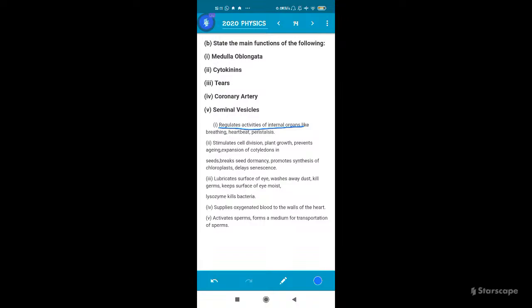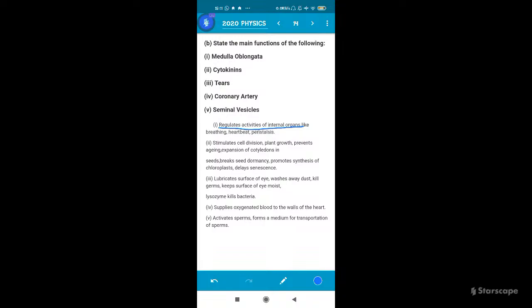Okay, next question is cytokinin. This is a plant hormone. It helps in cell division, plant growth, it prevents aging, it helps in the expansion of cotyledons, it breaks seed dormancy, it promotes the synthesis of chloroplast in plants, it delays senescence. Senescence means aging. Okay, you can write it in this way also. So any one function is more than enough. You don't have to write so many functions.